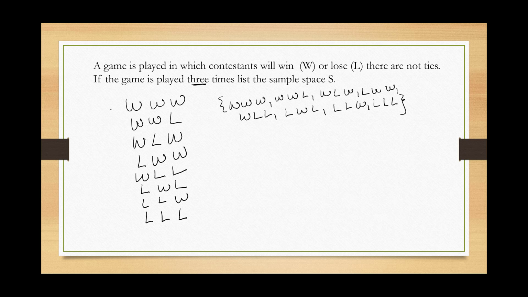Again, let's count. I have 1, 2, 3, 4, 5, 6, 7, 8. 8 things that happened. Now, last time we got 9, this time we got 8. This time we had 1, 2, 3 things we were doing. We had the first game, we had the second game, and we had the third game. In each of these games, there were two choices. We could win or lose. So 2 times 2 times 2, that equals 8. So there's my 8 outcomes altogether. Again, having that number is a really nice check to say, yep, we got them all.